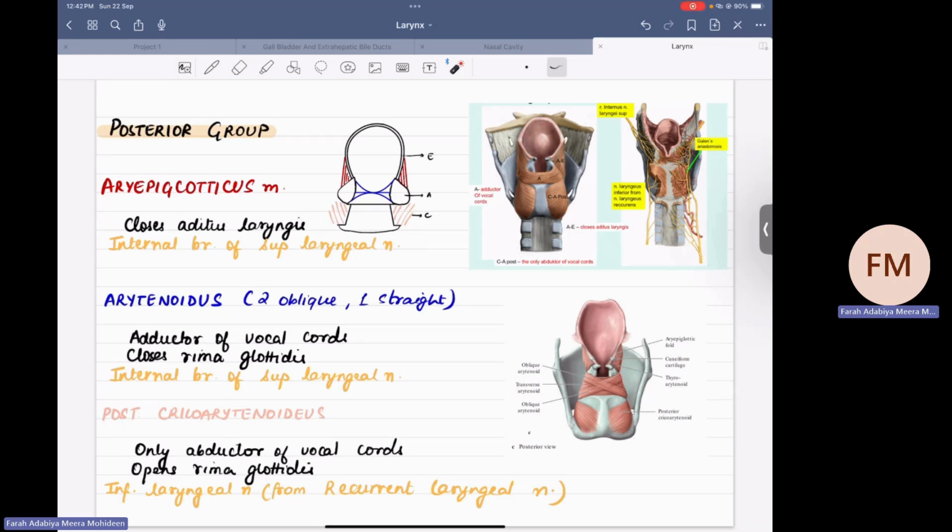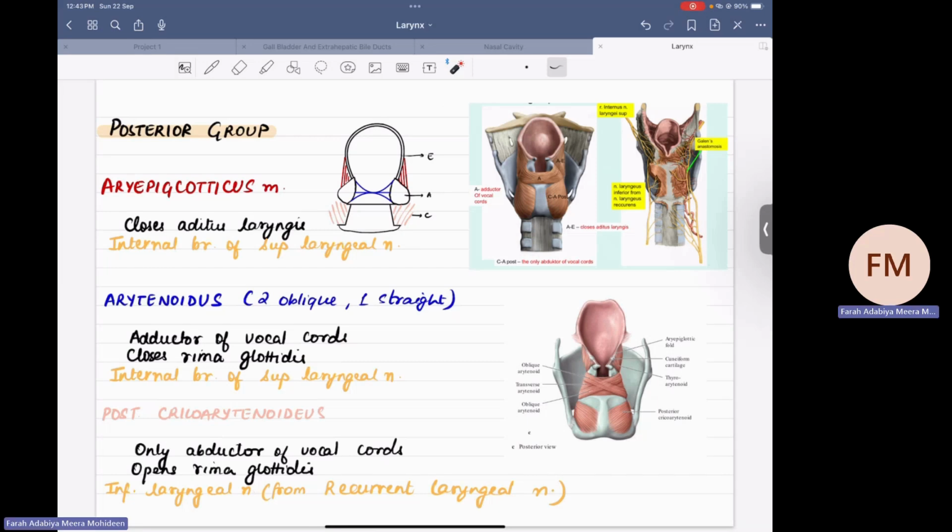Your arytenoidus basically has three parts: the transverse or straight part, and then two oblique arytenoid muscles. You can see this in the diagram as well. The major function is to adduct your vocal cords, and it also closes the rima glottidis. This one is also supplied by the internal branch of your superior laryngeal nerve.